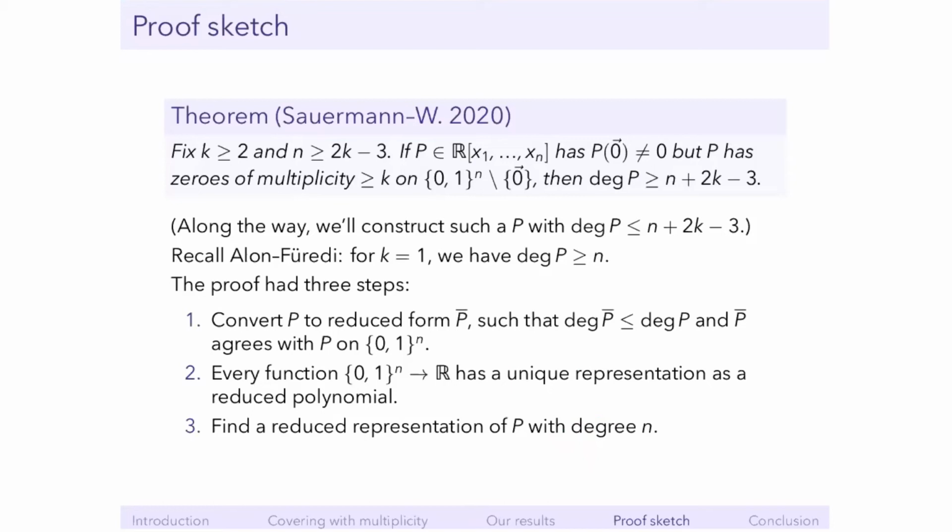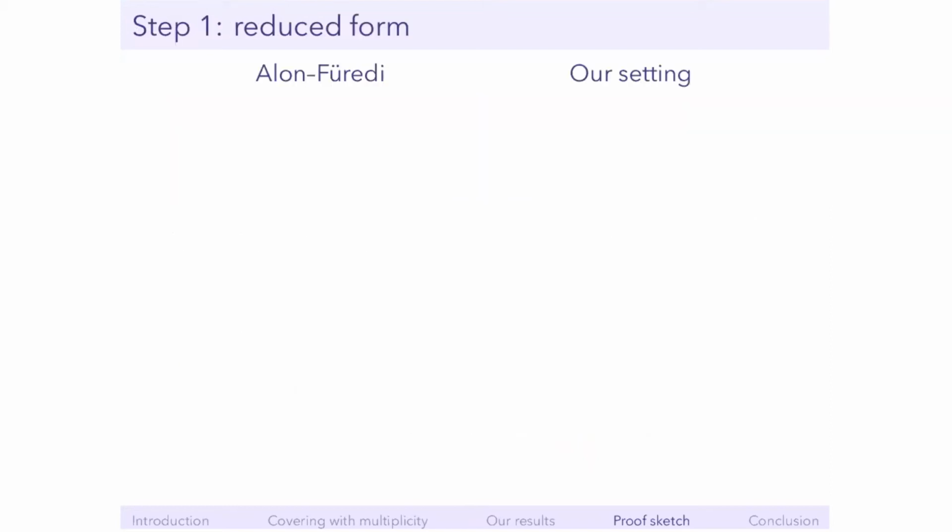And so I'm going to have now a number of slides where I'll show you for each step on the left what's going on with the Alon-Füredi theorem, and on the right what's going on with our setting, so we can see how this proof will work. So yeah, let's get into it. So step 1 is constructing this reduced form.